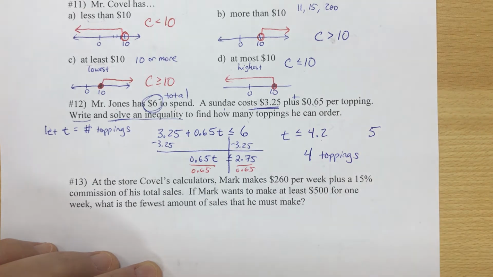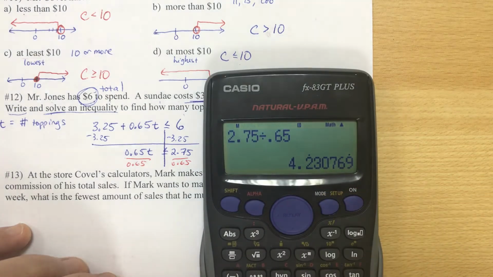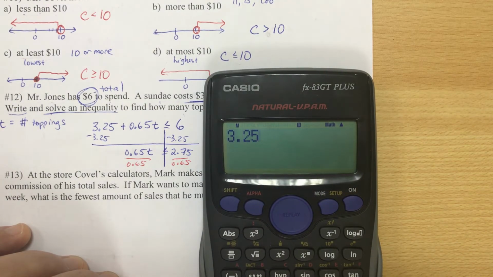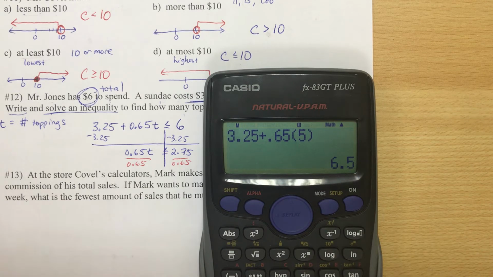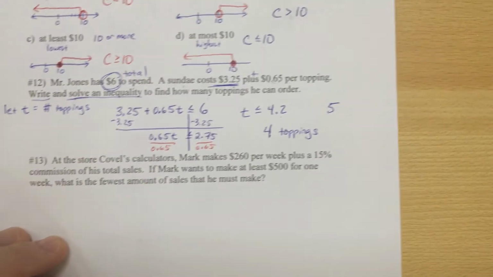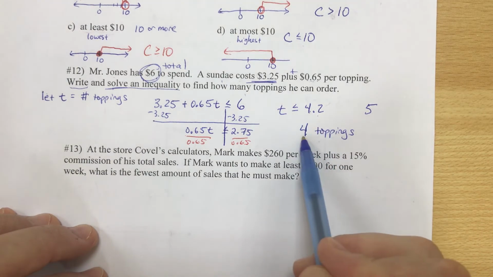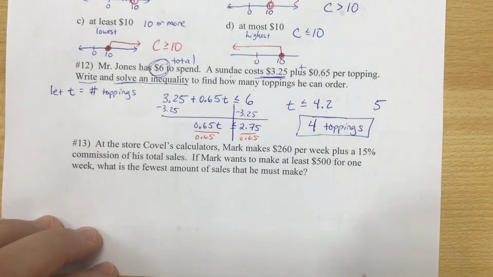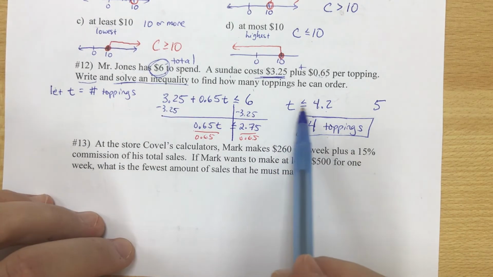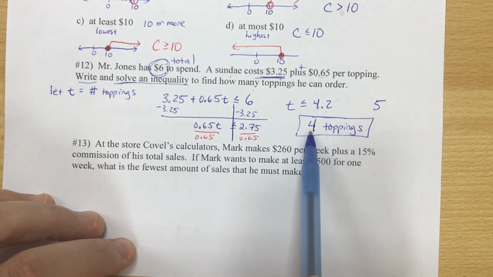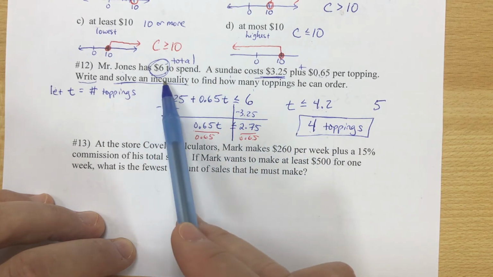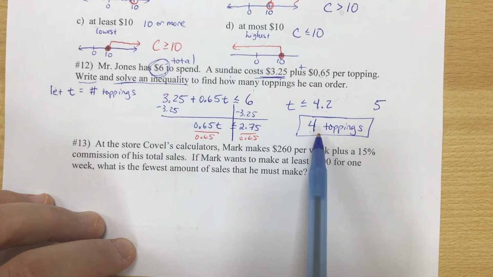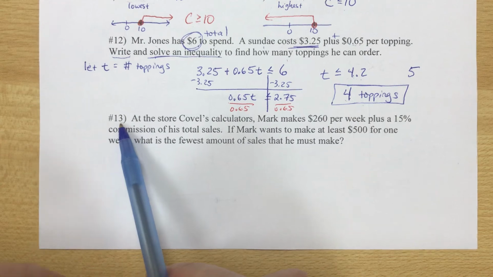If I substitute 5 here, if I do 3.25 plus 0.65 times 5 toppings, that's $6.50, but that's too much money. He doesn't have that. So in this case, I actually am going to round down to 4 toppings. That's what he can order. So when you're doing these word problems, you have to think about, when you answer it, if your answer makes sense. You have to think about, in the context of the problem, I am not going to write a decimal here for that.